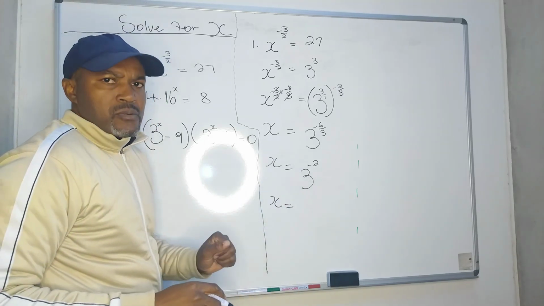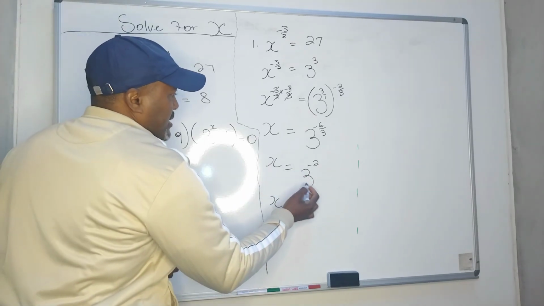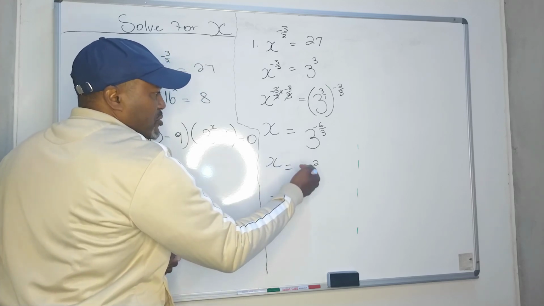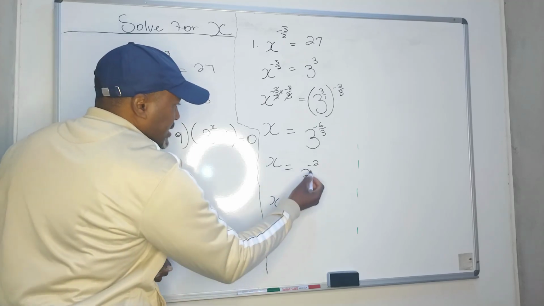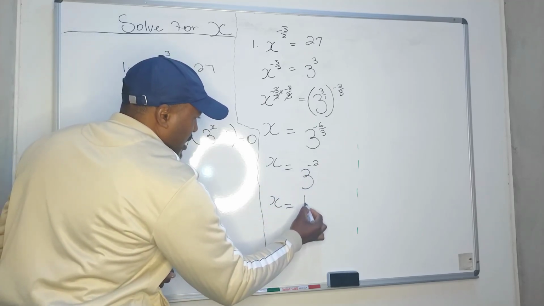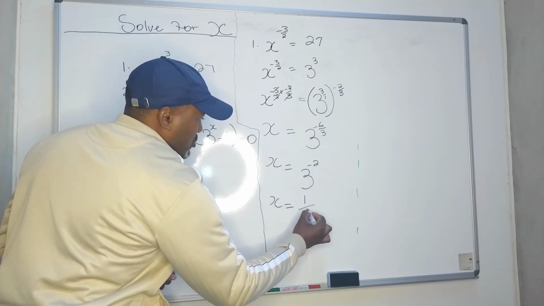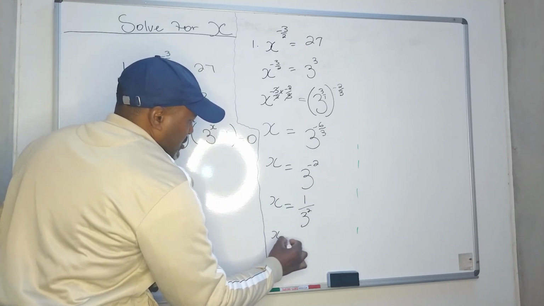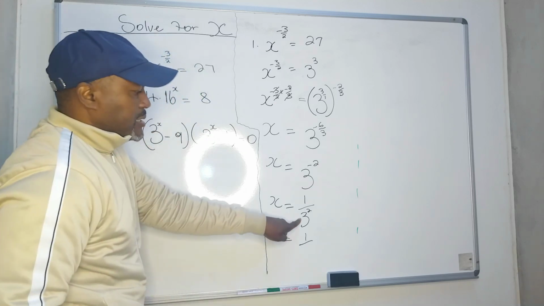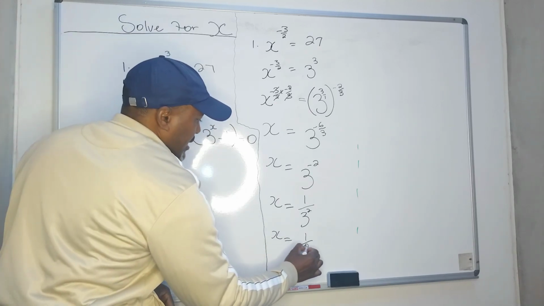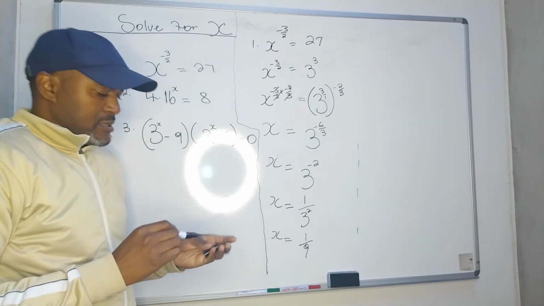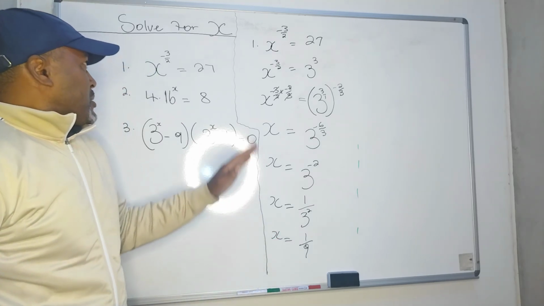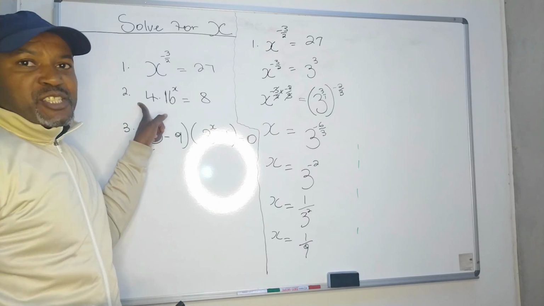This is a law. We know that a base raised to a negative number is written like this, so the answer will be 1/3 raised to 2. x is equal to 1 over, what is this? This is 9. That is your answer, that is the value of x. Since we are done with number 1, we are going to do number 2.